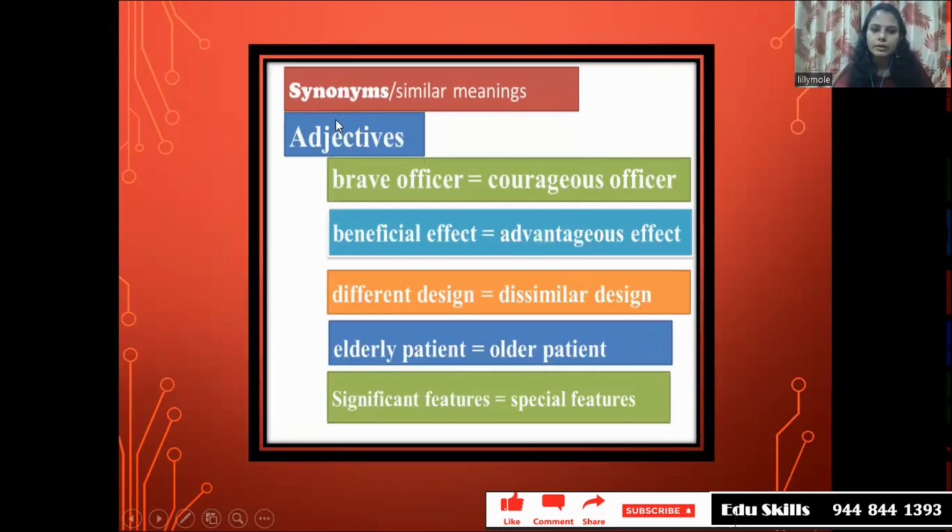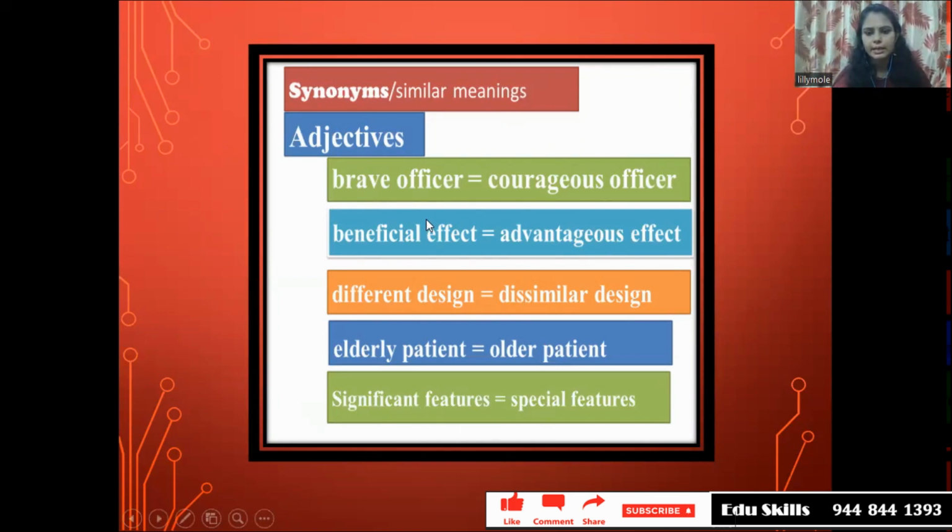Then next is synonyms for adjectives. Maybe you can see brave officer in the test, and maybe in the audio the speaker is telling about the courageous officer. So maybe in the answer options you can see courageous officer, while in the question they are telling brave officer. So if it is there, you can choose the correct answer. Same like beneficial effect, advantageous effect; different design, dissimilar design; elderly patient, older patient; and significant features and special features.